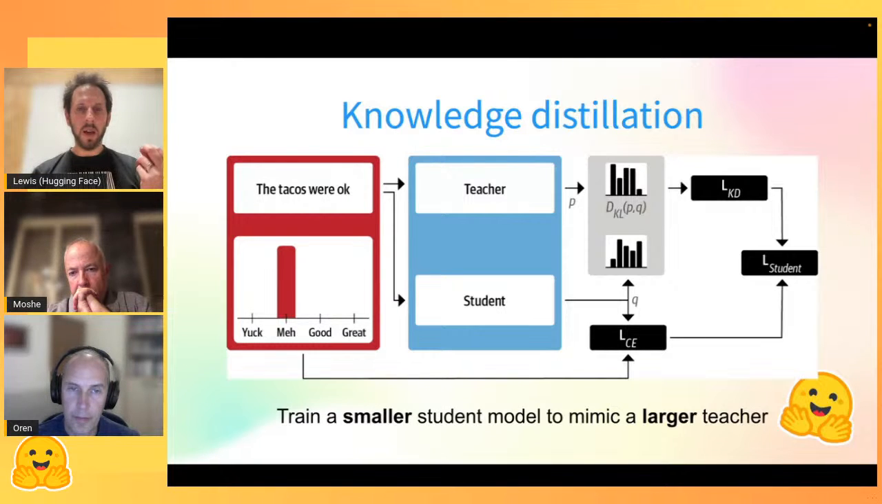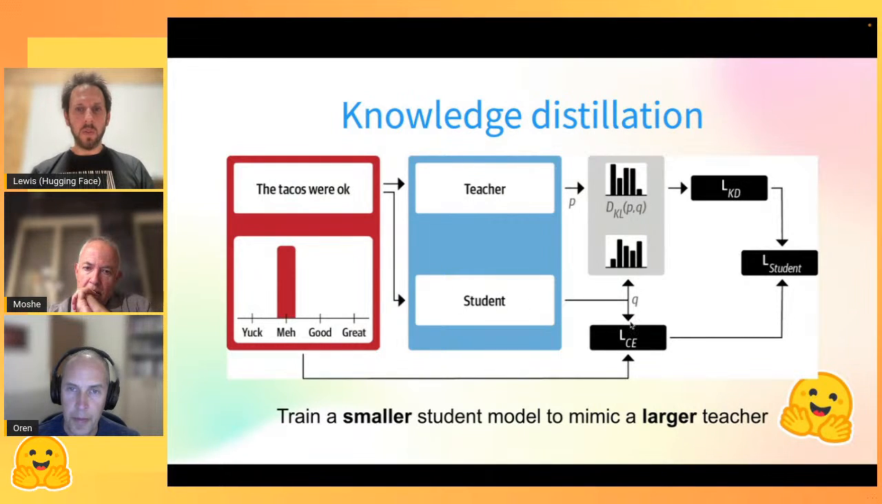You can then use information from the teacher to guide the training of the student, so that it mimics the predictions of the teacher, which gets good accuracy, but it is also able to benefit from what's been learned there, together with the labels of the original data, to get a student that would be better performing than if you just trained it by itself. And the way this works in this diagram is we've got some example, like the tacos were okay. The label here could be meh. And we feed both of these into the teacher and the student model.